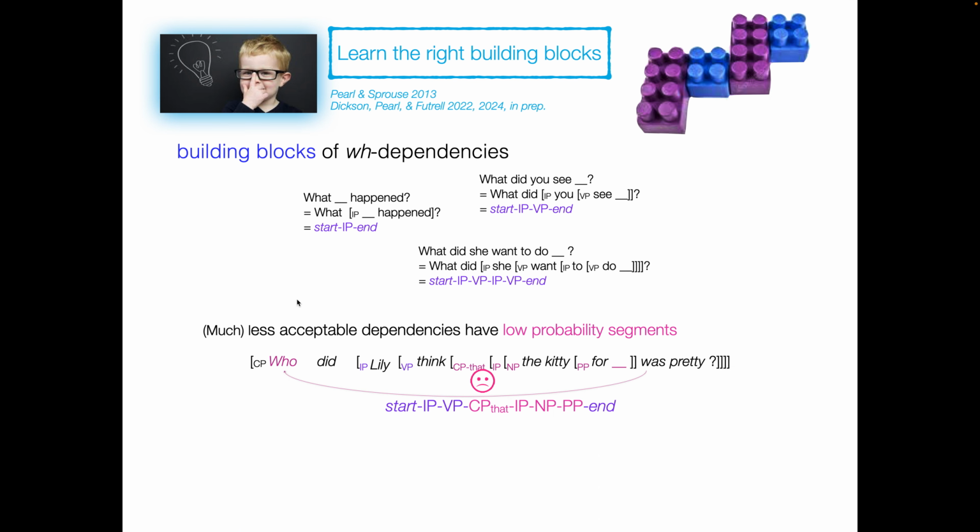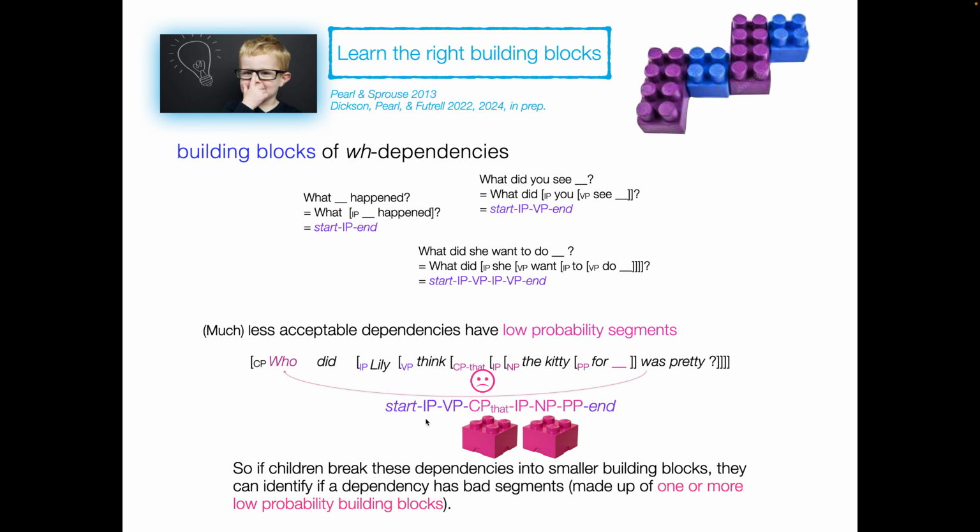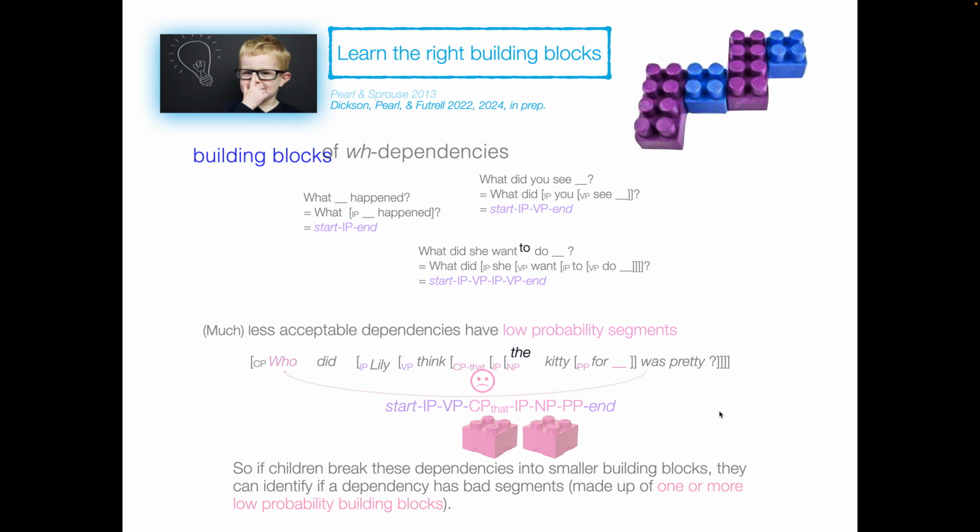And so the idea is that dependencies that are much less acceptable have low probability segments along this path, low probability pieces. And so if children are breaking these dependencies into smaller building blocks, they can identify if a dependency has bad segments, that is, is made up of one or more low probability building blocks. That's why it's important to think about breaking these things up into building blocks in the first place.